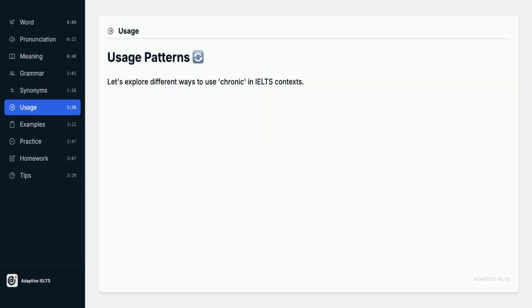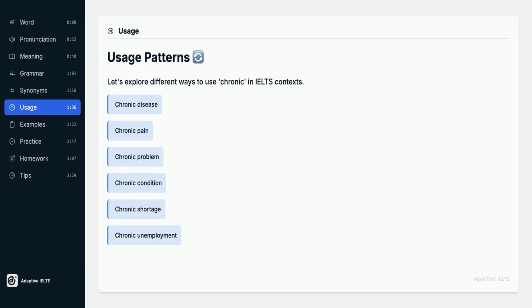Let's explore different ways to use chronic in IELTS contexts. For example, in IELTS writing, you might say, "The city faces a chronic traffic problem that affects daily commuting." In IELTS speaking, you could mention, "Many residents suffer from chronic health issues due to pollution." These examples illustrate how chronic adds depth to your descriptions of ongoing challenges.